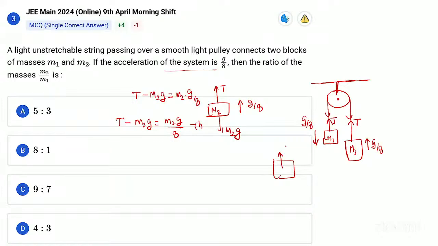Now, on this system, m1 is also experiencing tension force in the upward direction. Downward side mein, there will be m1 into g.